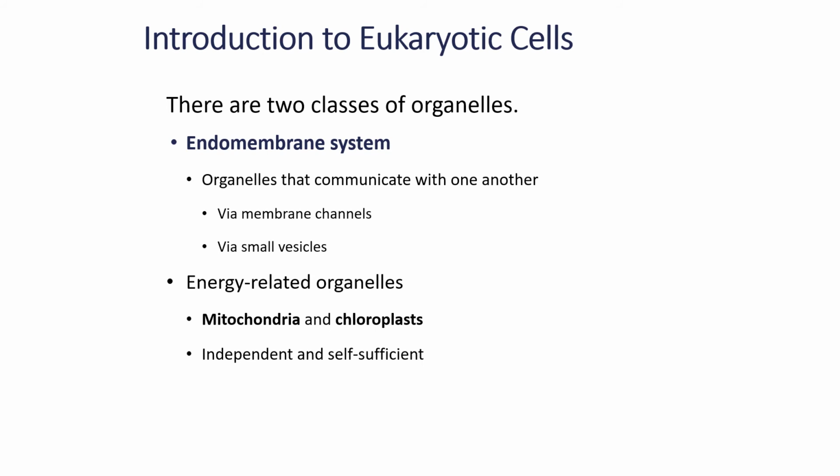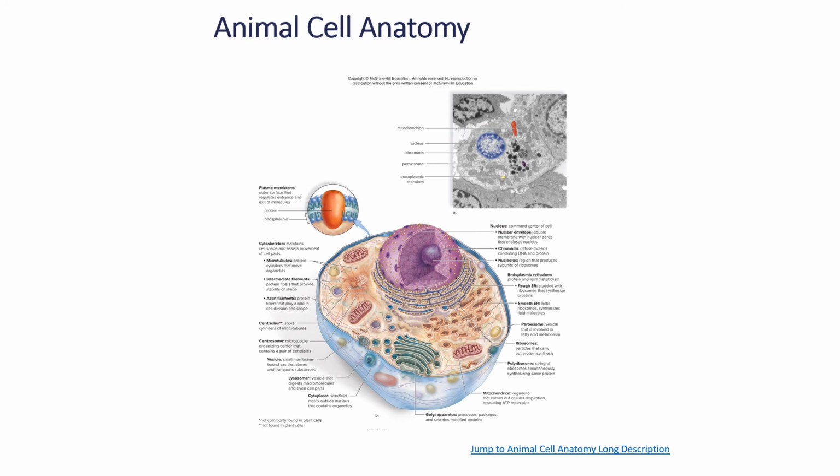Anything outside that system has other functions. So some of them are energy related, and some of them are related to the cytoskeleton. So here's a model of an animal cell. You'll want to be able to identify these organelles and tell me the function. And that's 80% of this chapter. And you'll need to know, again, the animal cell, the plant cell, and the bacterial cell.